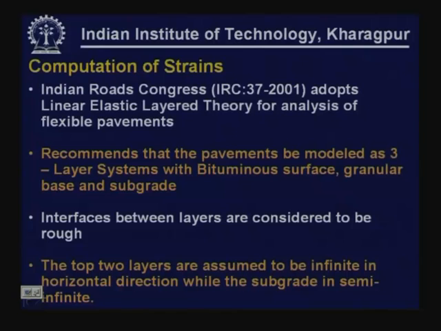The top 2 layers are assumed to be infinite in horizontal direction. These are the assumptions that we made in the case of analysis of flexural pavements using Burmister's layered analysis. The top layers are infinite in horizontal extent, having finite thickness. The bottommost layer is semi-infinite, infinite in vertical direction, in the downward direction.